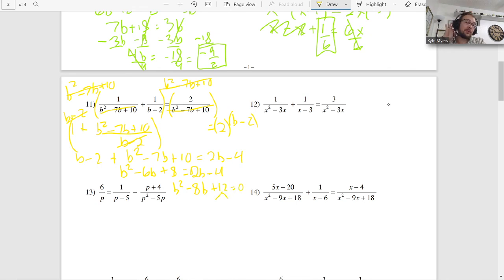And then we need factors of 12 that give us 8. So it looks like 6 and 2. 6 and 2. Minus. Okay. And we get 0.